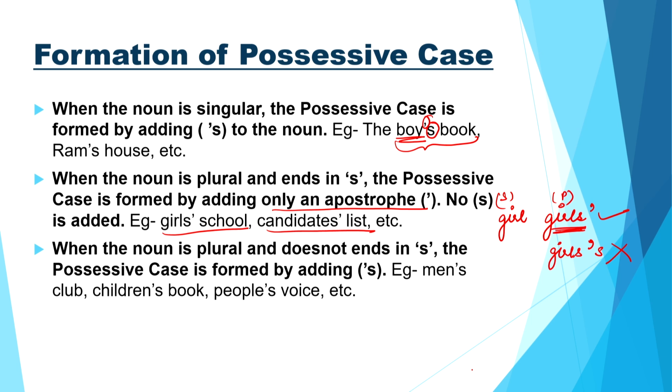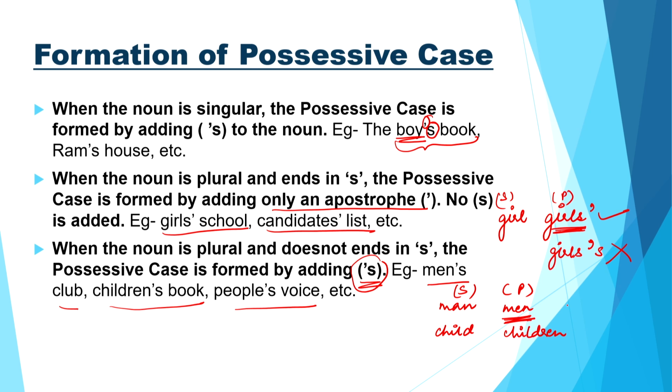Next, when the noun is plural and does not end in S, the possessive case is formed by adding an apostrophe along with S. For example, men's club, children's book, people's voice. If we write man, it is singular, and if we write men, it is plural. So, in such cases where the noun is plural but does not end in S, another example: child is singular and children is plural. We just add an apostrophe along with S to show possession.